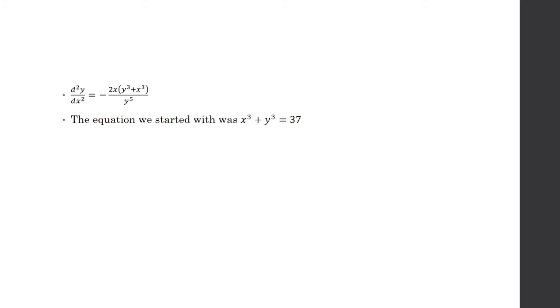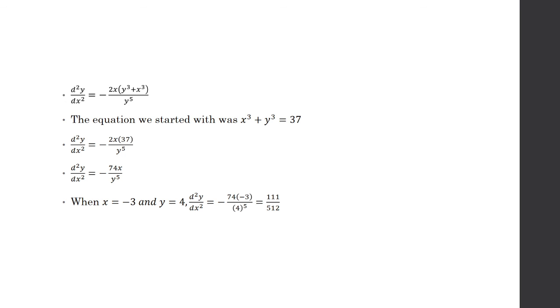The equation we started with originally was x cubed plus y cubed equals 37. So we're going to substitute 37 in for x cubed plus y cubed. So we'll have negative 2x times 37 all over y to the fifth. That simplifies to negative 74x over y to the fifth.